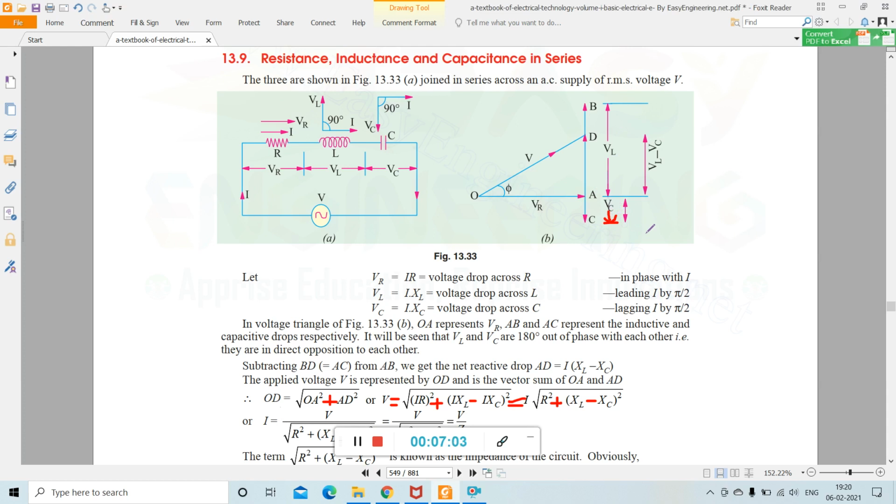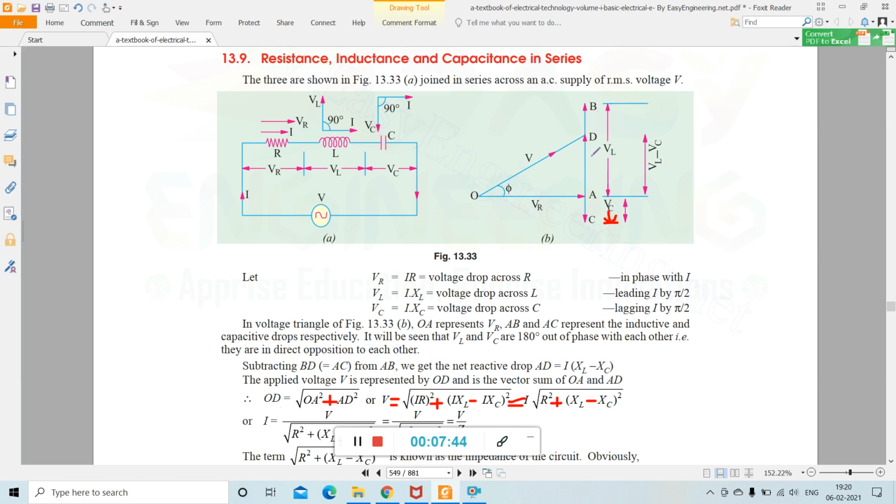Clear? So it is seen that VL and VC are 180 degrees out of phase with each other, so they are in direct opposition. VL is from here to here and VC is from A to C. If we subtract BD from AB, the remaining is the net reactive drop, which is AD, or we can write AD is equal to VL minus VC.